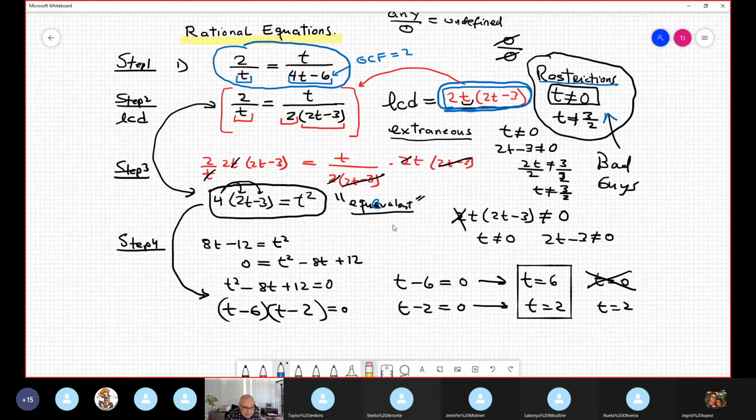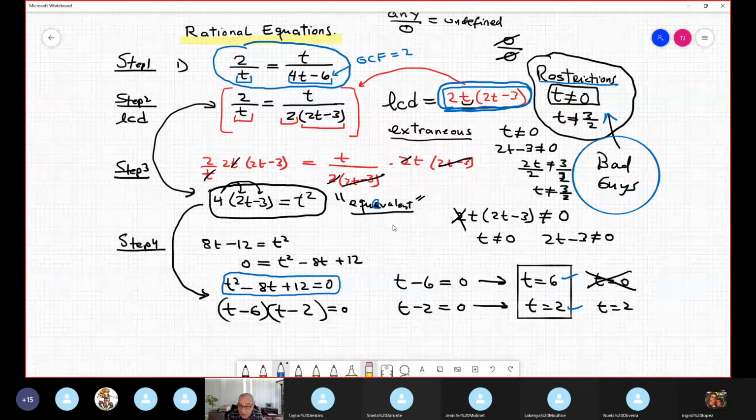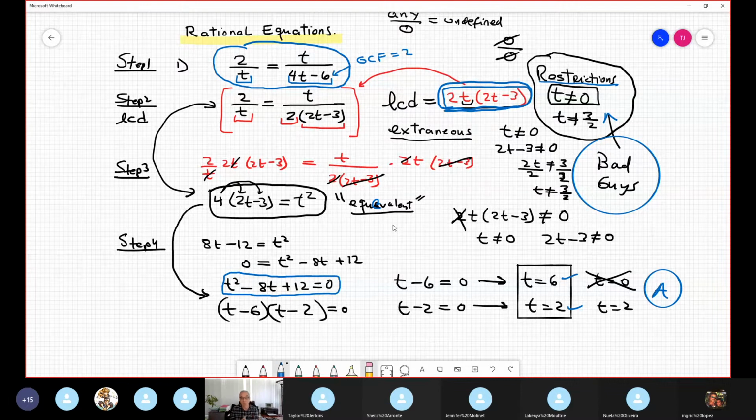Okay, the rest is pretty easy. Apply the distributive property. You put it in standard form, a quadratic equation. We solve it by factorization. You break it down into linear equations, and get 6 and 2. And 6 and 2 are no coincidence with the bad guy. Therefore, the solution is 6 and 2, exactly like option A. Any questions? Now, come on.